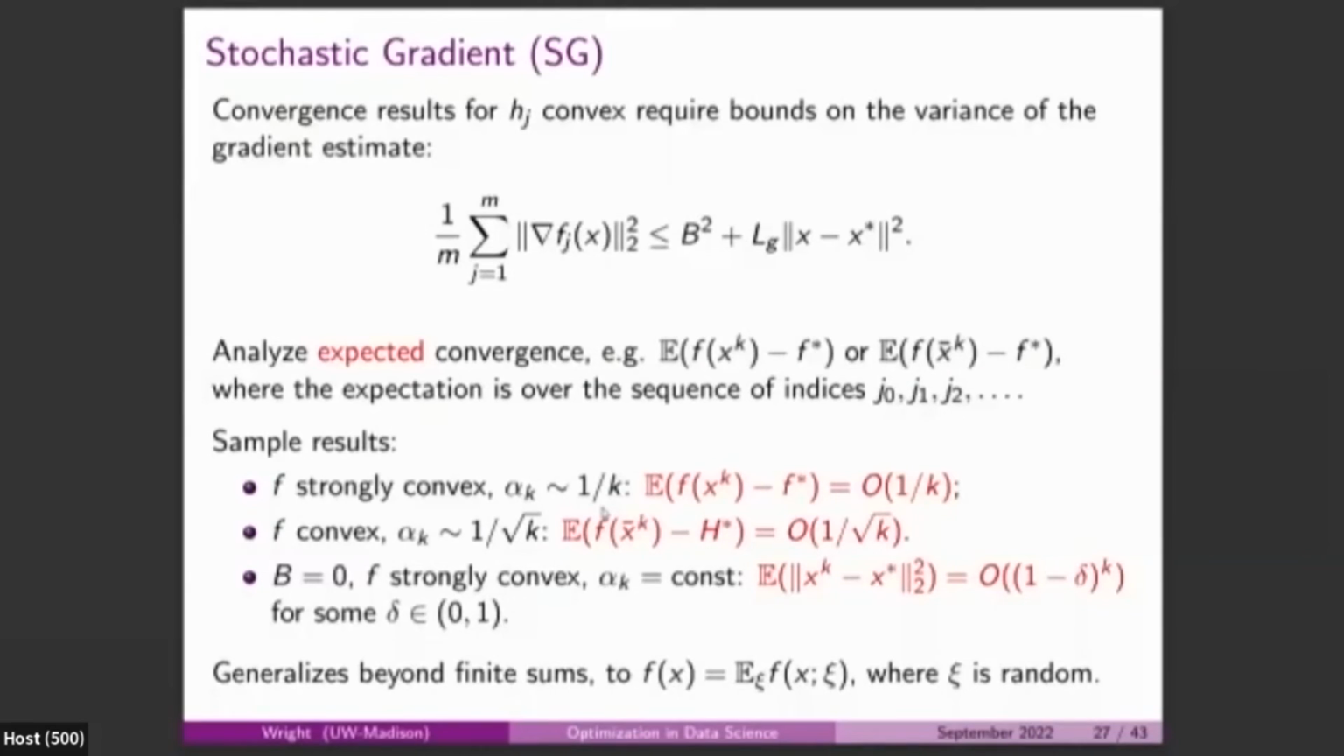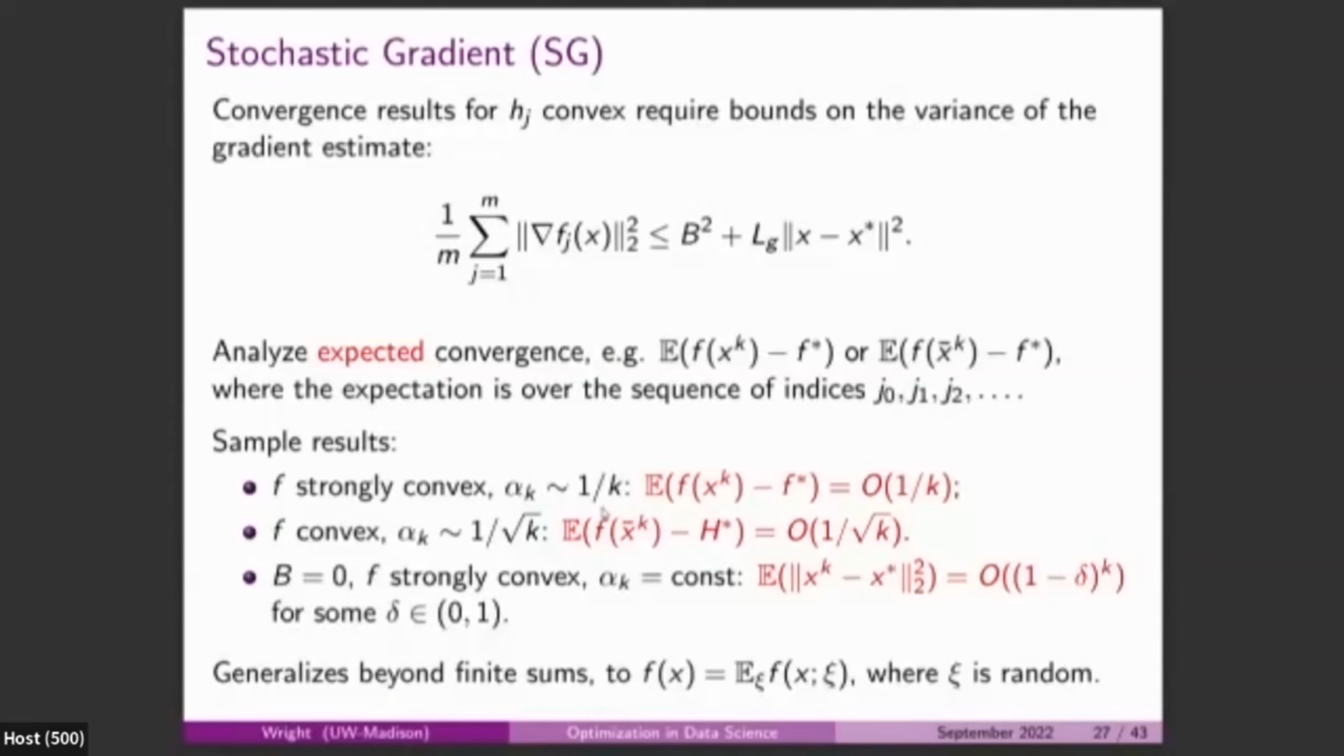We make assumptions about how they depend on the current iterate x and the optimal iterate x star. Now you know that at the optimal iterate x star, the true gradient is 0, okay? So that bound, we assume it's bounded by some constant b, or b squared, but it's also bounded by some multiple of x minus x star squared, okay? So depending on the value of b and the value of LG, you can prove different things about the rate of convergence of stochastic gradient.